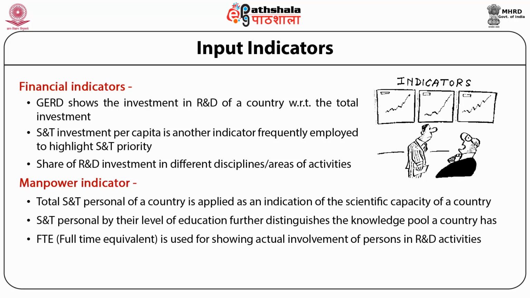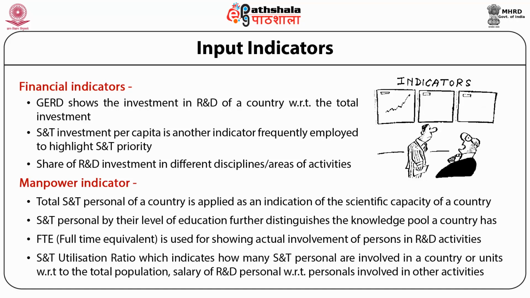This becomes important because in many S&T activities, such as teaching or library or other service-related activities of S&T, the component of R&D involved has to be properly estimated. With proper estimation of that, one can get a correct estimate of R&D manpower involved in S&T activities. S&T utilization ratio indicates how many S&T personnel are involved in a country or units with respect to the total population, and the salary of R&D personnel with respect to personnel involved in other activities.